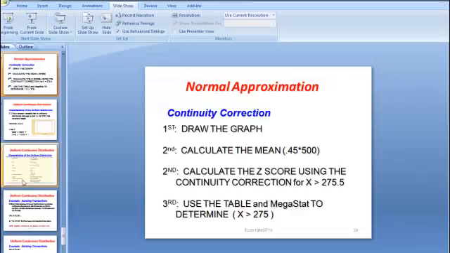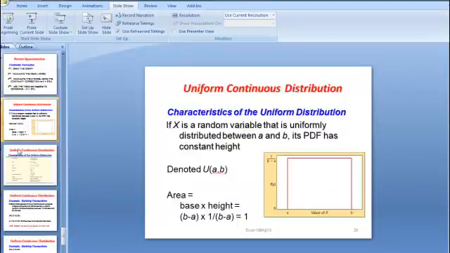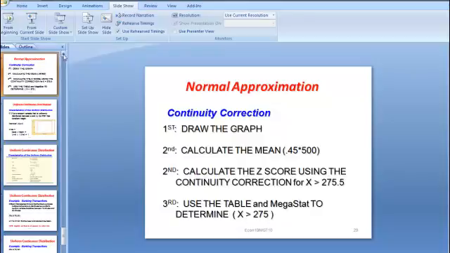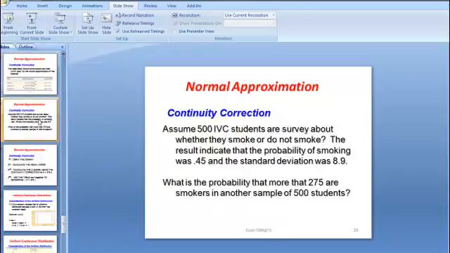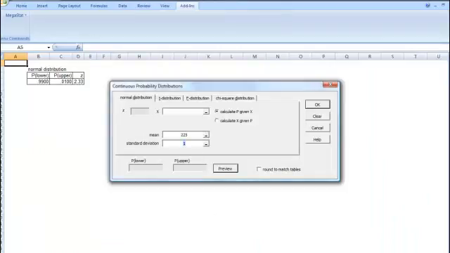Let's see, I probably have to calculate it. Or was it given? Let me find it. Oh, standard deviation was 8.9. Thank you. You don't have to calculate it. Okay, so standard deviation 8.9.